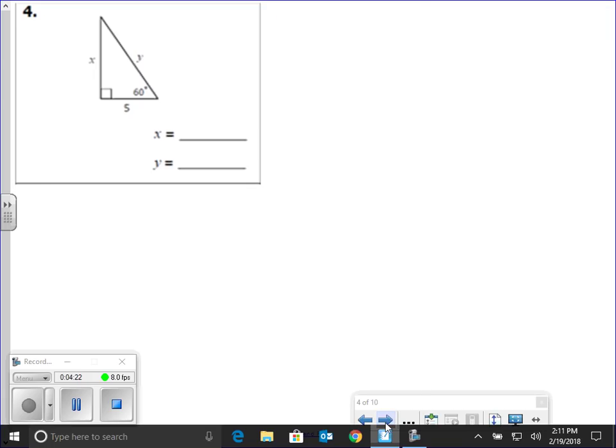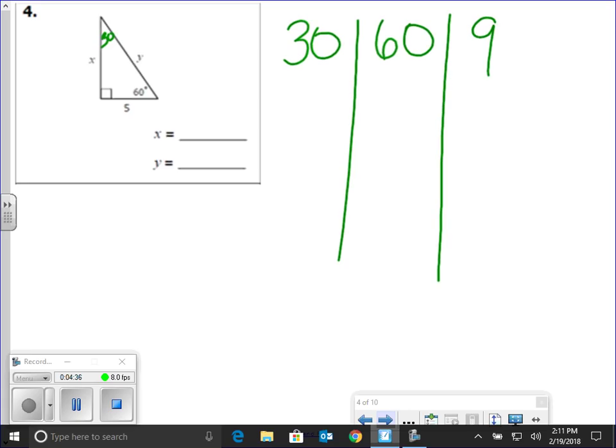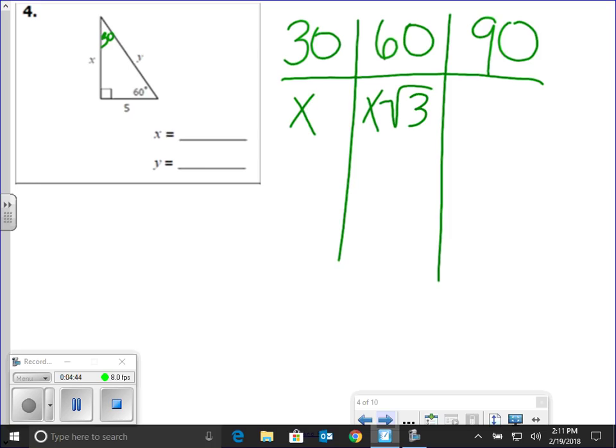All right, let's look at question 4. From question 4, we can see this is a 30, 60, 90, and this is the 30-degree angle. So we're going to start our tic-tac-toe chart with a 30, 60, 90. Our rules for the 30, 60, 90 are x, x times the square root of 3, and then 2x.